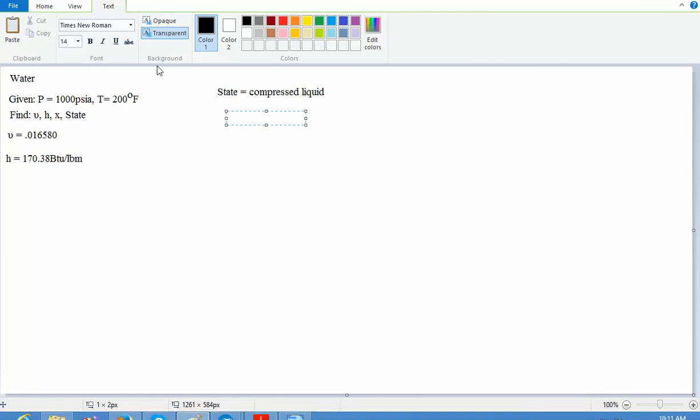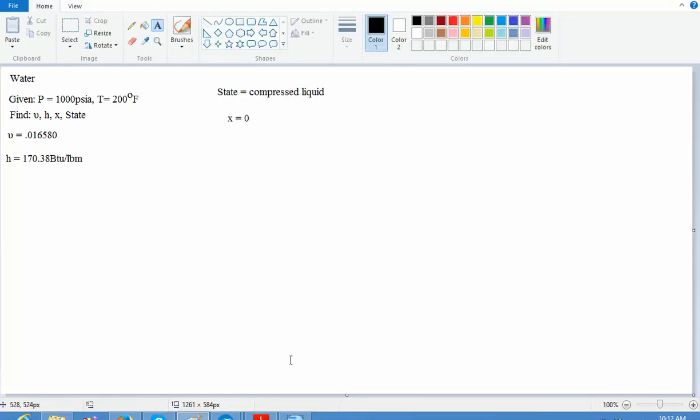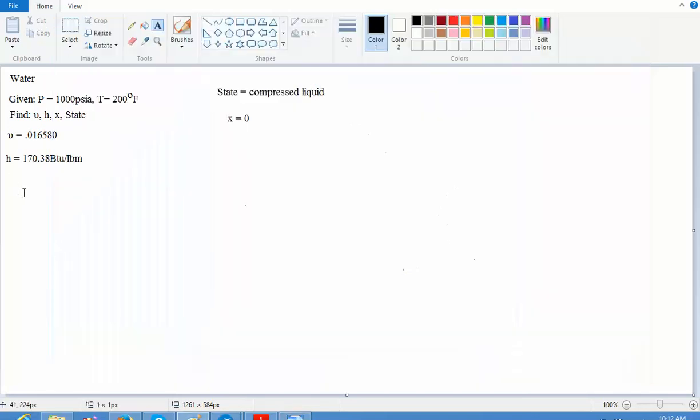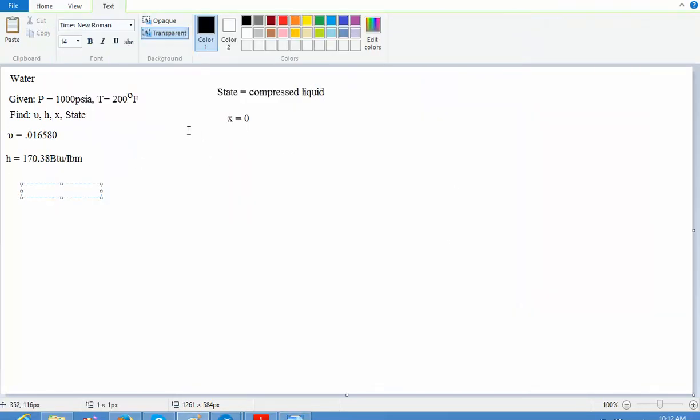And quality is going to equal 0. The reason why is because if we look at the phase diagram that I drew, this is the saturated mixture region right here. Anything here has a quality between 0 and 1. We're on the compressed liquid side, so we can't have a negative quality. So it just stays at 0. So that's what we have.